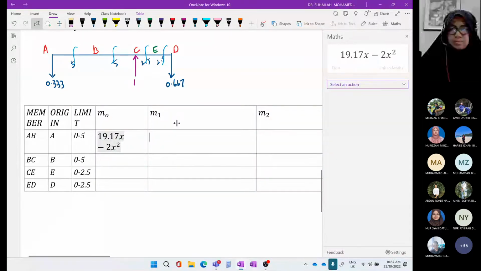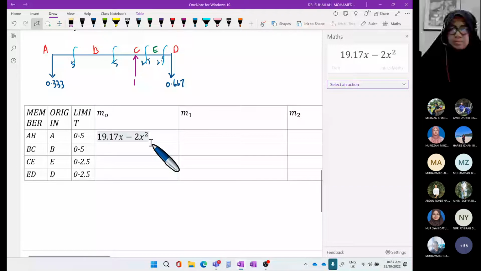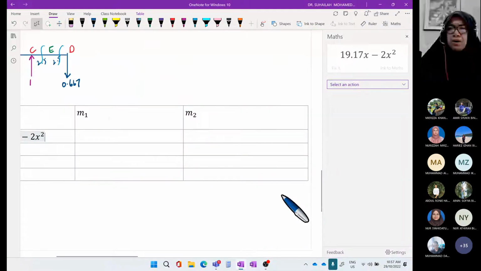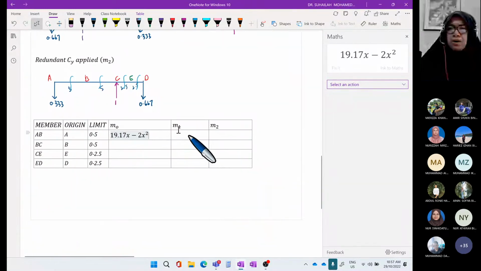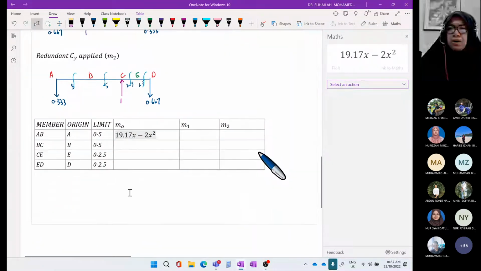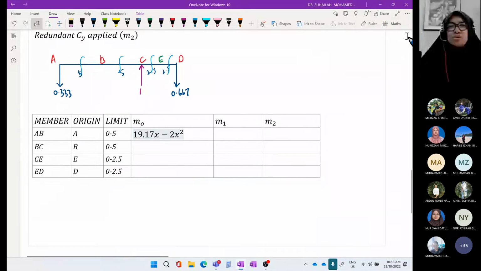Okay, so AB, origin A, limit 0 to 5, it is 19.17x minus 2x². Okay, now we will write the equation for BC, origin B, 0 to 5.